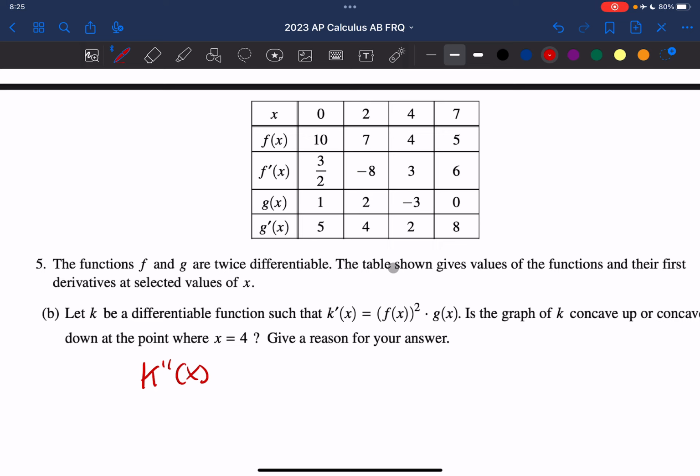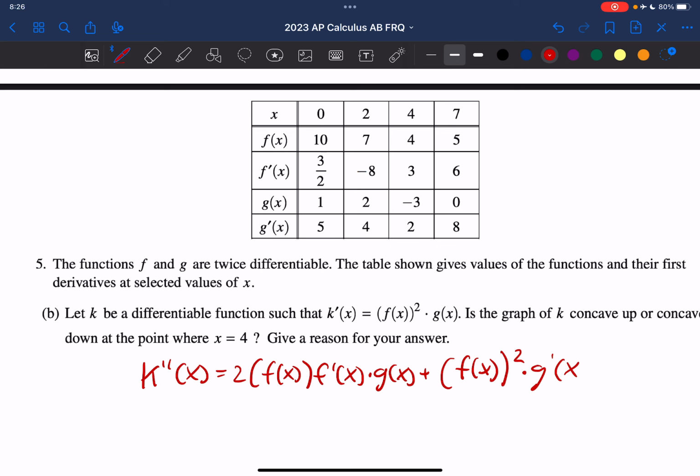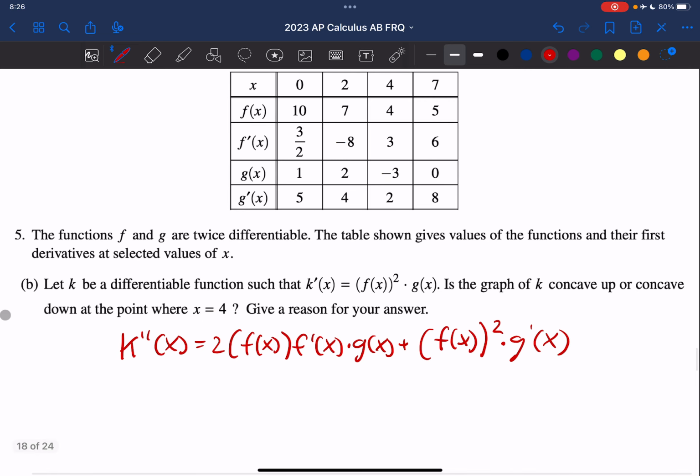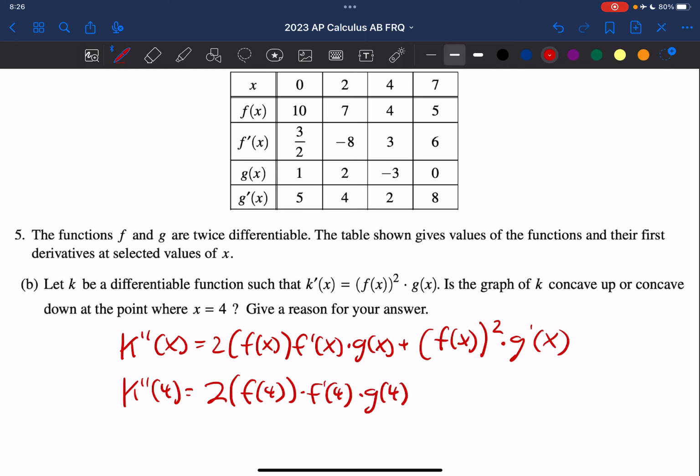So the derivative of this first part is going to be 2, it's the outside, leaving f inside, and then the derivative of the inside is f prime of x. Now it's still times g of x. Then we're going to leave that first one alone, times g prime of x. So now they're asking specifically at x equals 4, so we're going to plug in 4 into this. So 2 times f of 4 times f prime of 4 times g of 4 plus f of 4 squared times g prime of 4.